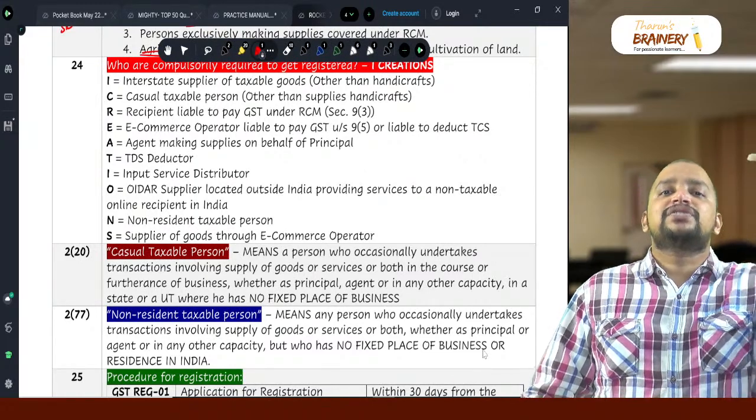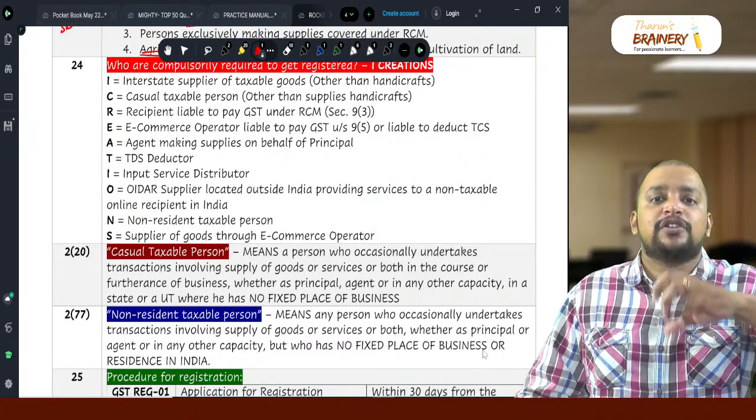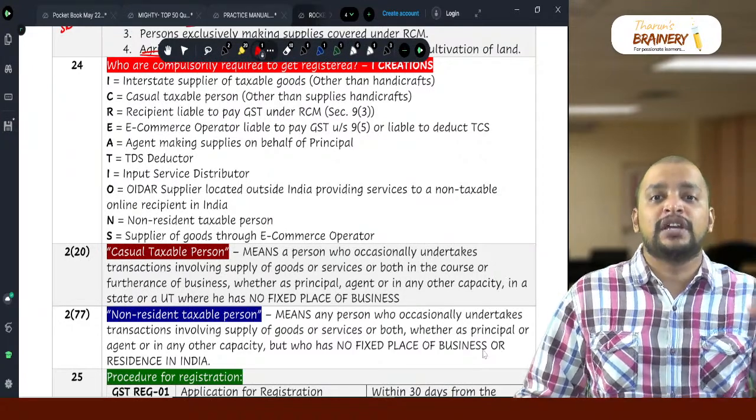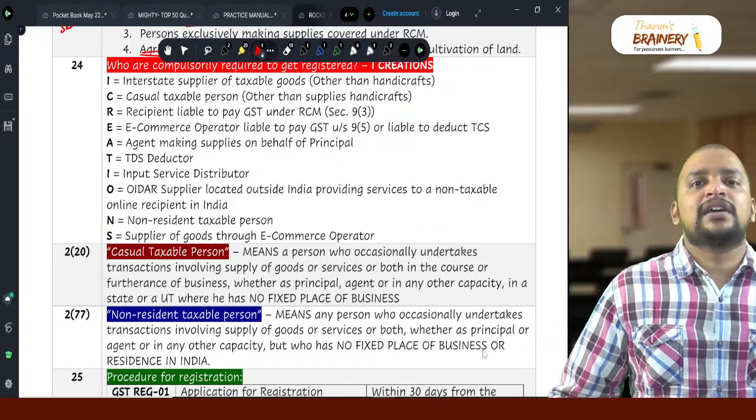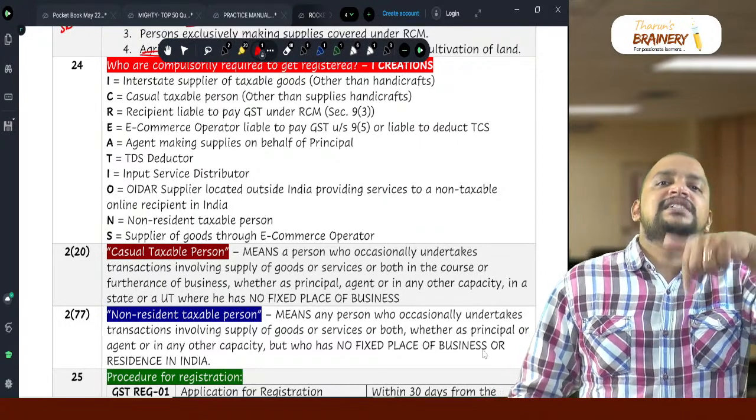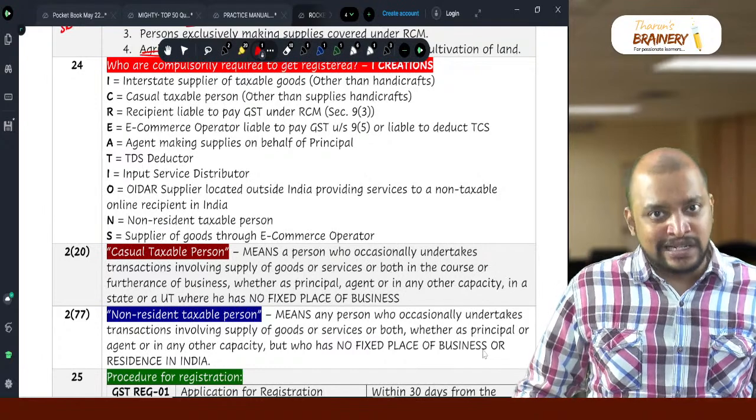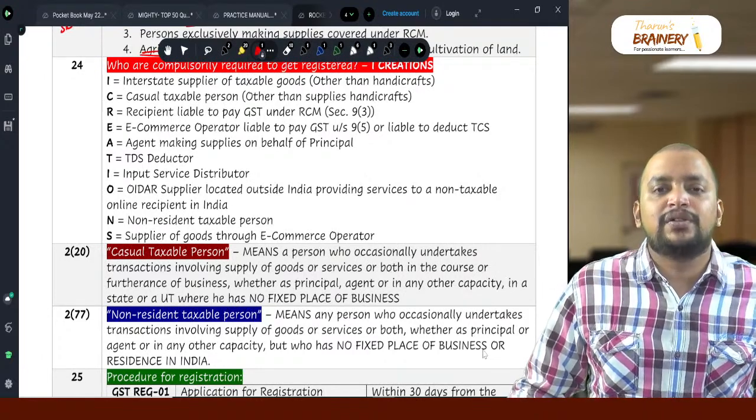So the head office which takes the credit and distributes the credit to the branch offices is known as input service distributor. So they are also required to compulsorily register. O for OIDAR supplier who is located outside India and making supply to a non-taxable online recipient in India is also compulsorily required to get registered.